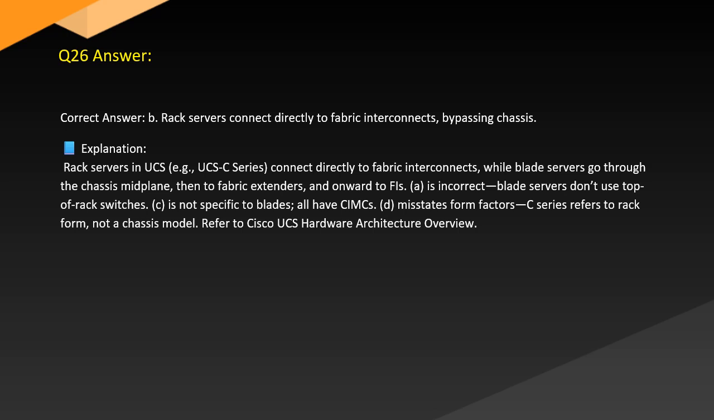A is incorrect. Blade servers don't use top-of-rack switches. C is not specific to blades. They all have sinks. D misstates form factors. C-series refers to rack form, not chassis model. Refer to the Cisco UCS hardware architecture overview.